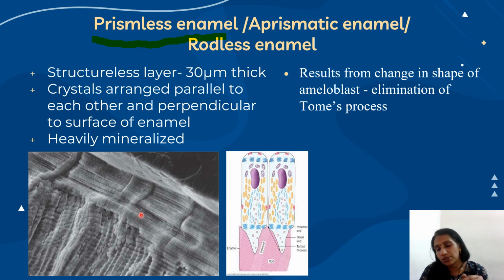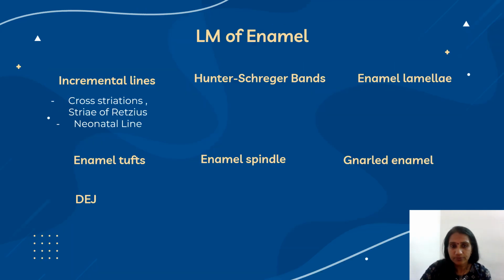So, at the dentino-enamel junction, when the initial layer of enamel is secreted, you don't have this extension. That is why you get an area where there is no rod and interrod. So it results due to the elimination of Tomes' process. This is a highly mineralized layer, and this can be asked as a 3-mark question: prismatic enamel, aprismatic enamel or rodless enamel.